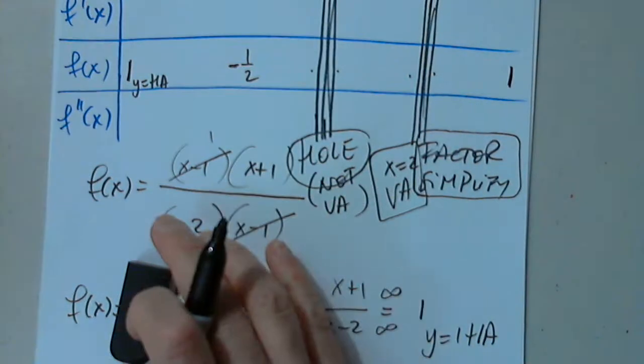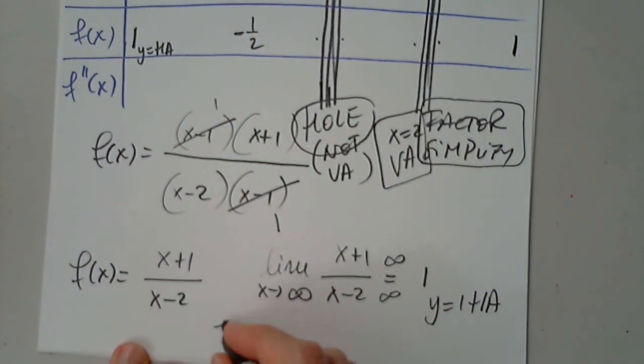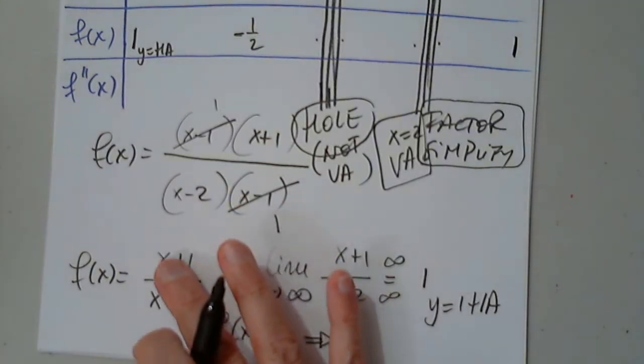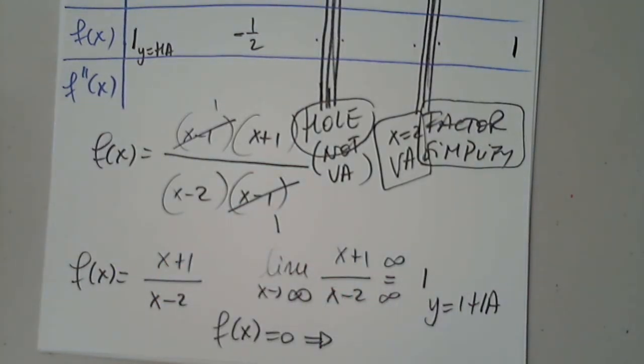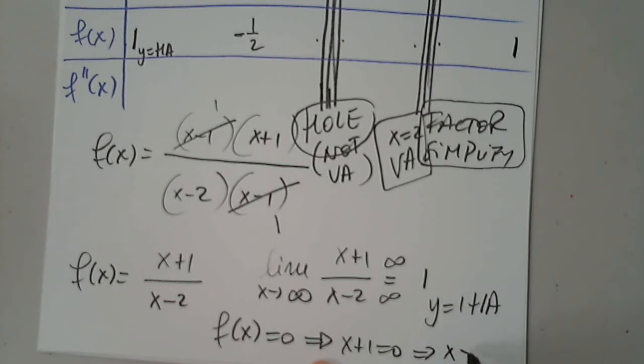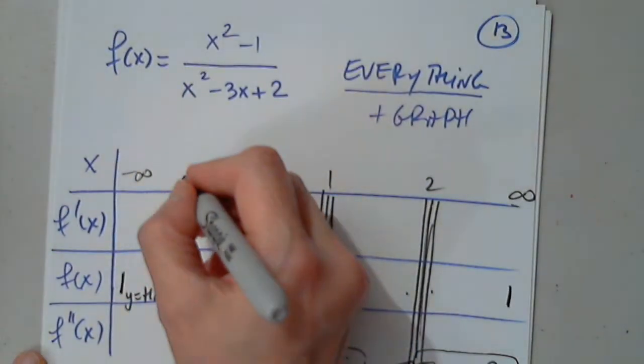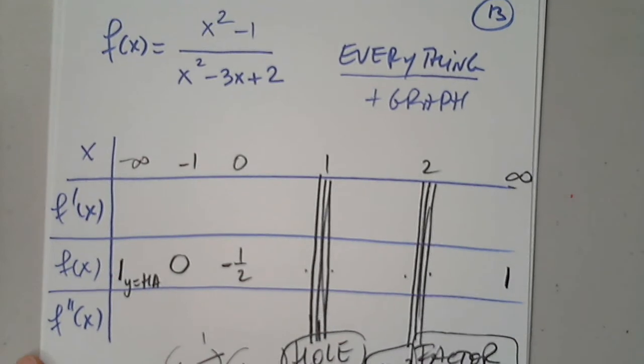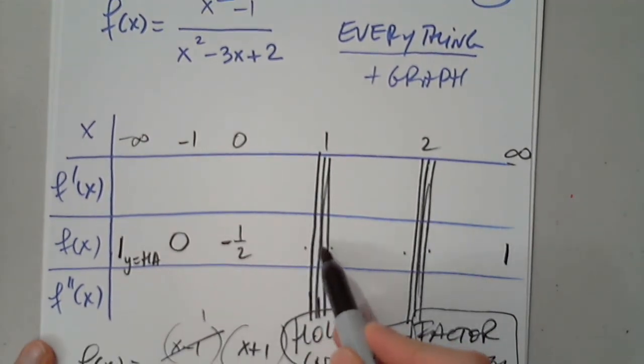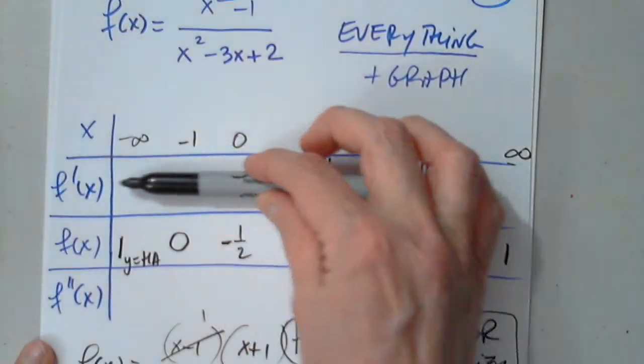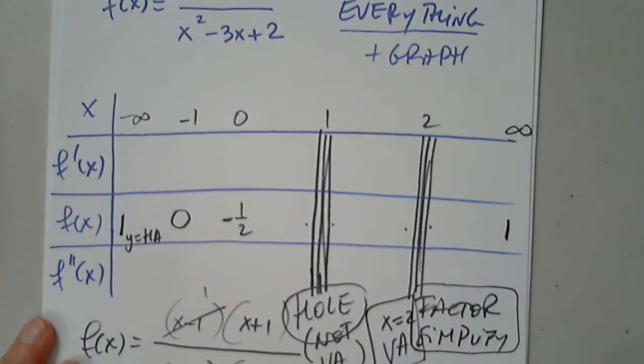Awesome. And now when is this function 0? When is a fraction 0? X equals 2? That's undefined. X equals negative 1. Yes, when x plus 1 is 0, or x equals negative 1. Awesome. Immediately put it in the table. All I need now are these limits, and then I can move on to the first derivative and the second derivative.